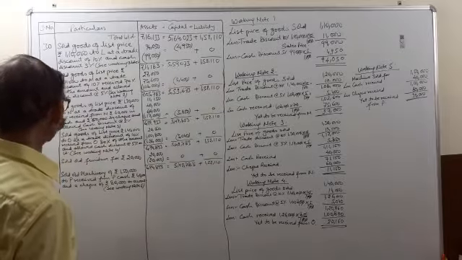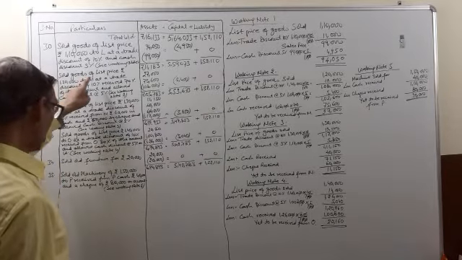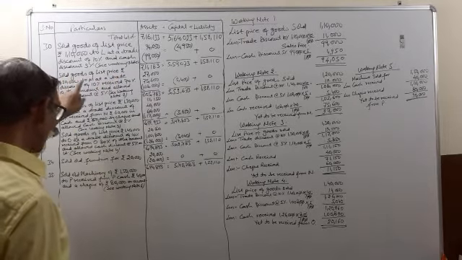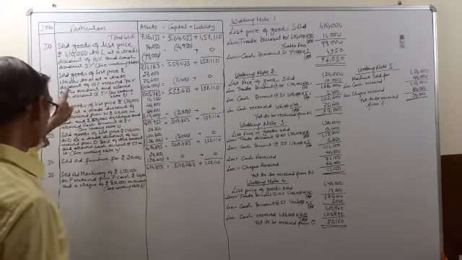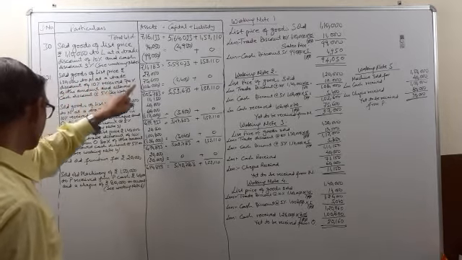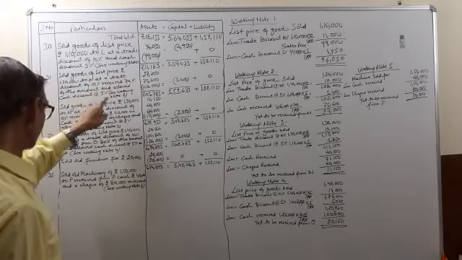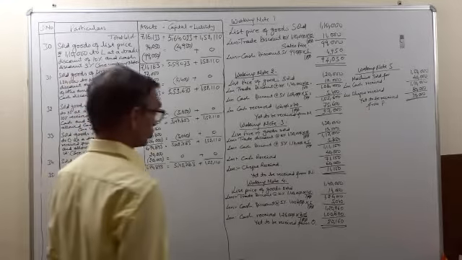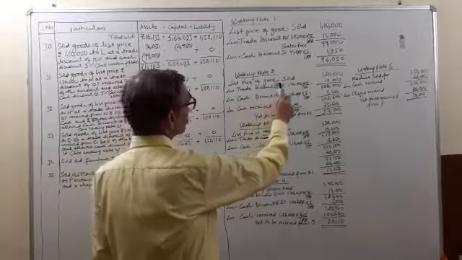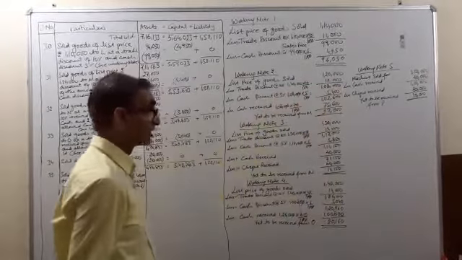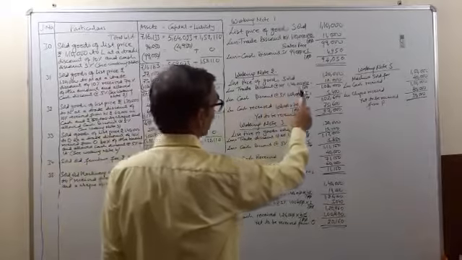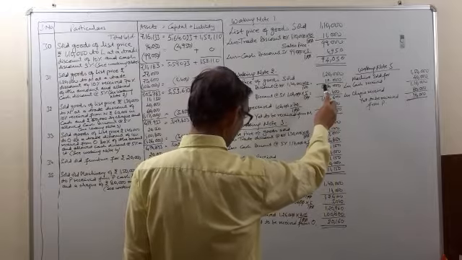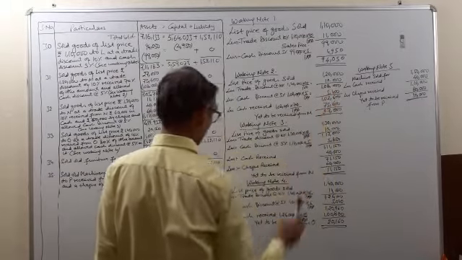Now the 31st transaction, sold goods of list price rupees 1,20,000 to M at a trade discount of 10%, received 70% of the amount and allowed cash discount at the rate 5%. See the working note 2. The list price of the goods sold is 1,20,000. Trade discount is 10%. 1,20,000 into 10 by 100 is 12,000. So the sales price comes to rupees 1,08,000.